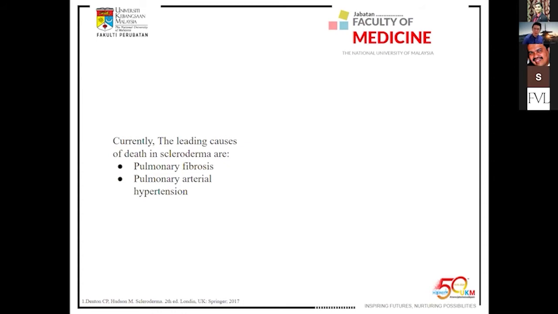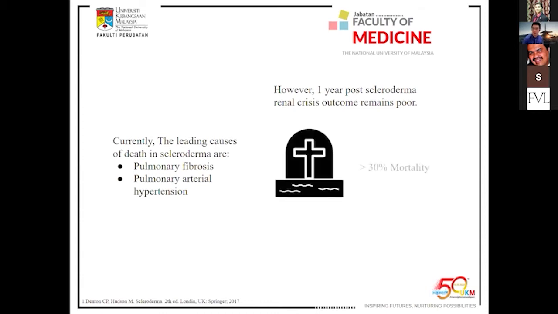However, the leading cause of death in scleroderma is still pulmonary fibrosis and pulmonary artery hypertension. But if you look at the 1 year post-scleroderma renal crisis outcome, it is still very poor. Up to 30% of the patients will die from the disease, and up to 25% will end up on hemodialysis after the scleroderma renal crisis.